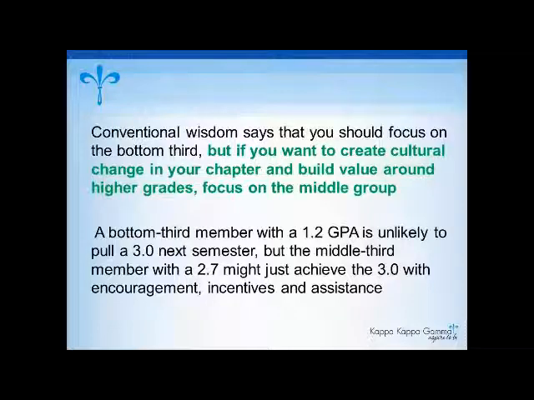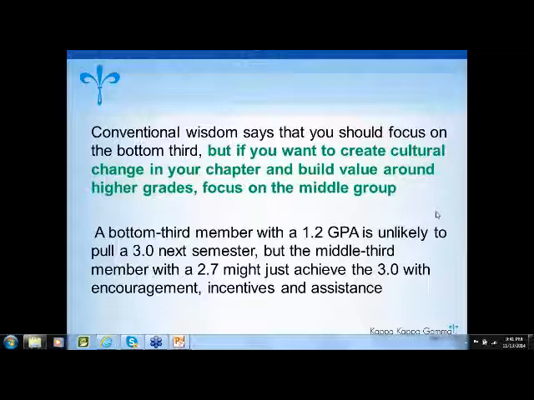And so you've got this group of thirds. So conventional wisdom says we need to really focus on that bottom third and really get their grades up. We've got to do that. But really and truly, if you want to make a significant change in your grades, you're going to focus on the middle group, because the bottom third member with a 1.2 or a 1.7 or maybe a 2.0 is probably unlikely to get a 3 point or above the next semester.